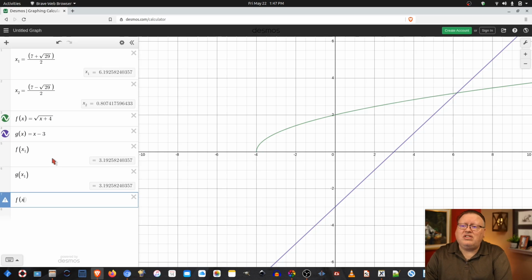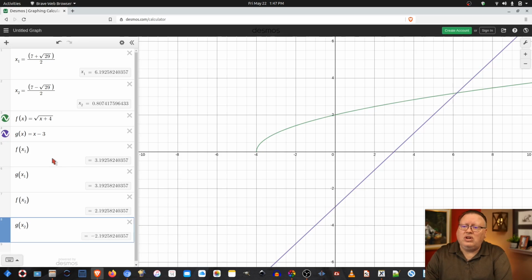F of x sub 2, I get 2.19. And g of x sub 2, we end up with a negative value. Yeah, I must have done that in my head wrong a while ago. Most definitely. I guess it was that top value threw me off. But yeah, we end up with a negative 2.19.